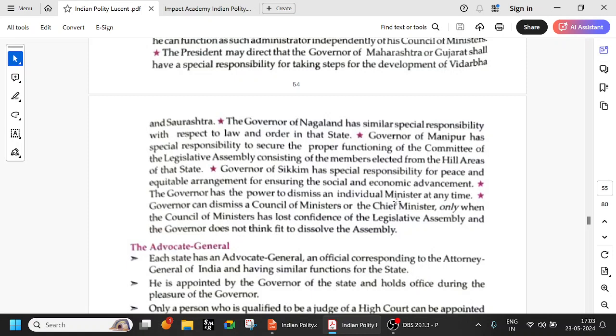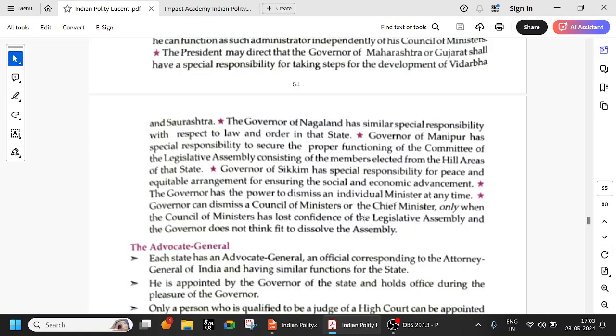The governor has the power to dismiss an individual minister at any time. So recently we've seen in the case of Kerala, right? The Kerala governor, Mr. Arif Mohammad Khan, gave a statement saying that a particular minister has lost the confidence of the governor. So basically, till now, usually it never used to happen like that. Governors used to only act on the advice of the cabinet. But a governor also has the power to dismiss an individual minister.